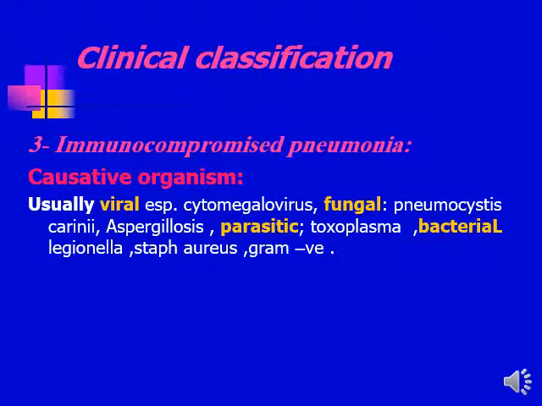What about my condition? If I am immunocompromised, this organism is not much likely to be bacterial. It may be viral or fungal or parasitic. And if it is bacterial, it will be mostly Legionella, Staph aureus, and gram-negative. So again, from my condition as a patient, the doctor can predict which organism causes this pneumonia.